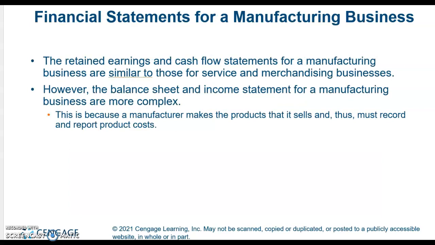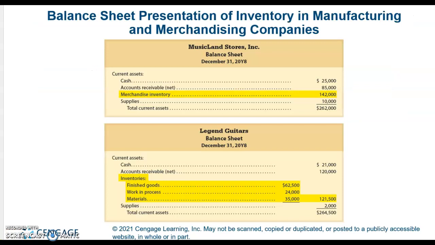Now we're going to look at the financial statements for a manufacturing business, and mainly we're going to look at the difference in the balance sheet and the income statement because they're a little bit different. We're also going to look at a new statement called the cost of goods manufactured. If we were a service company, we would not have any inventory. If we were a merchandising company, like up here at the top, we would only have one inventory called merchandise inventory.